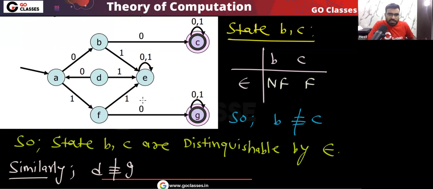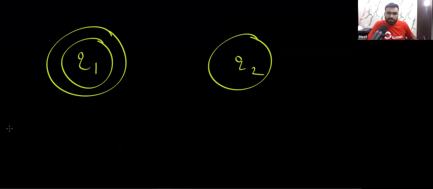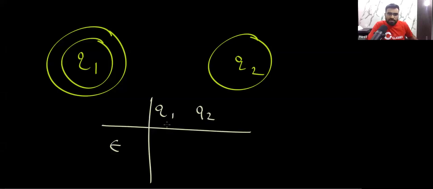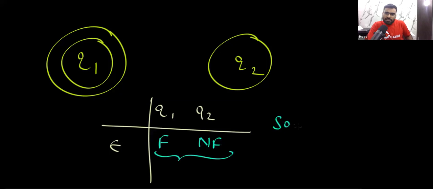Can you notice, a final state and a non-final state, can they ever be equivalent? Tell me. You have a final state, and you have a non-final state. Is it possible they can be equivalent? They can never be equivalent, right? Because what will happen on the empty string? On the empty string, Q1 will go to final and Q2 will go to non-final. So I can say that these two states are never equivalent. A final and non-final state can never be equivalent. Yes or no? Is this point clear? They can never be equivalent because they are distinguishable by empty string.